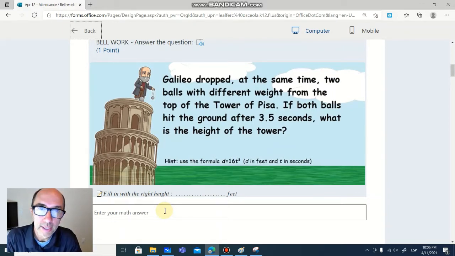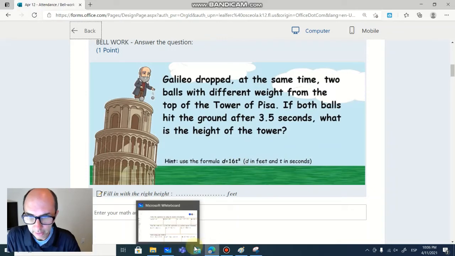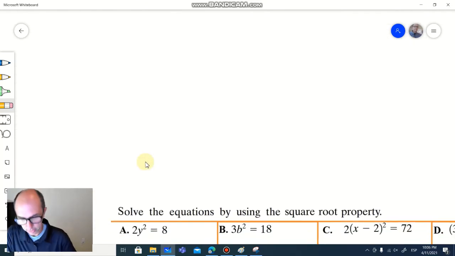Galileo dropped at the same time two balls with different weight from the top of the Tower of Pisa. If both balls hit the ground after 3.5 seconds, what is the height of the tower? You need to use this formula here, d equals 16t squared, to find the answer. Let's go to the whiteboard to work this out.